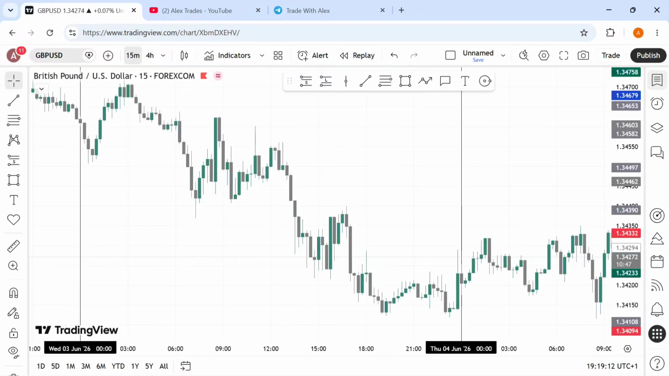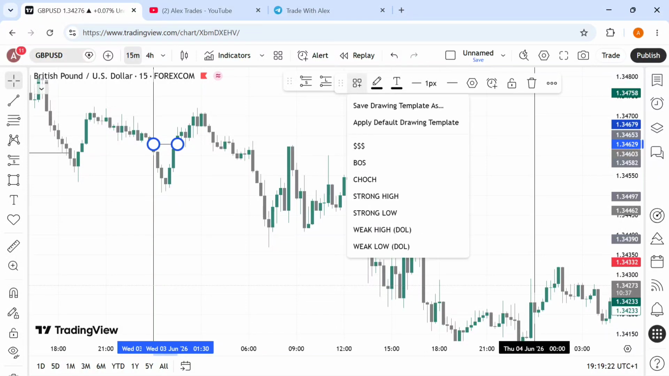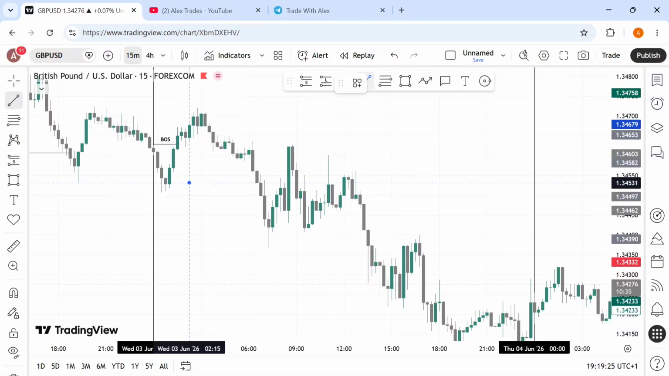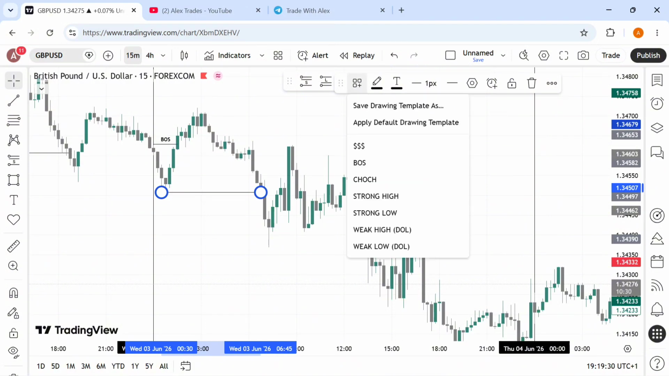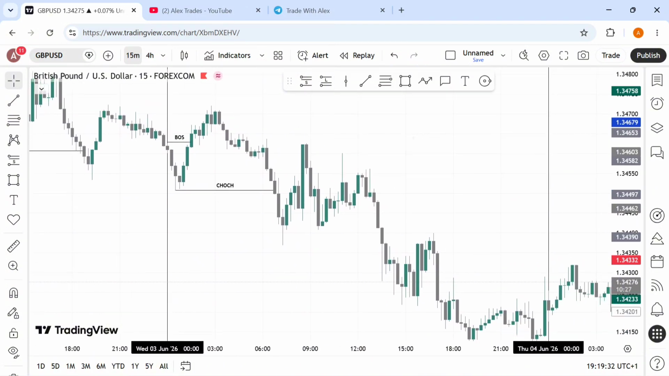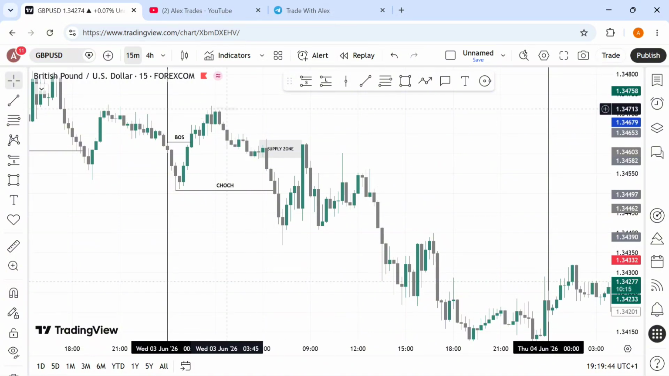On GBP USD, this was the beginning of the day. This is the break of structure to the upside. And price changed character to the downside here. After that, once again, this wouldn't have been a valid place to sell from because it was so far away from the invalidation level, which is this high here.